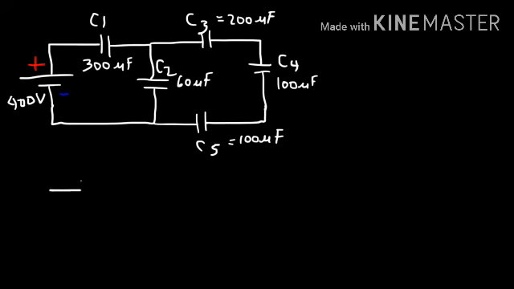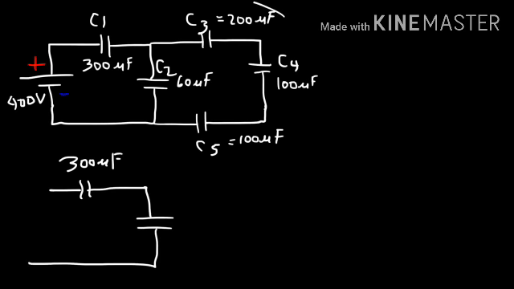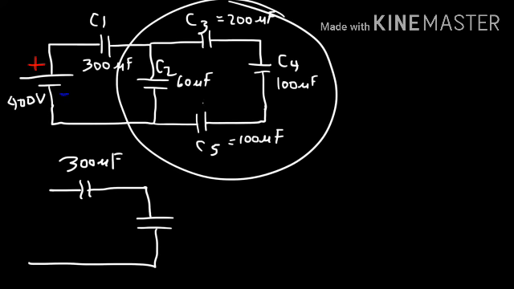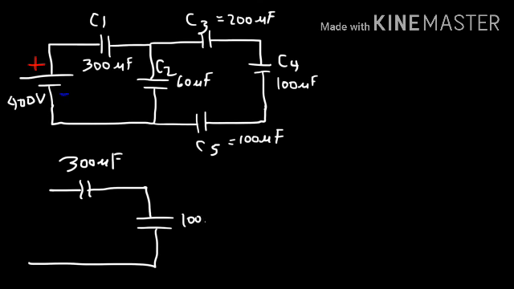Now let's work backwards. C1, which is 300 microfarads, was in series with the equivalent network of those 4 capacitors, which we found was 100. Because these 2 capacitors are in series, and we got an equivalent capacitance of 75 microfarads, which led to a charge of 30,000 microcoulombs, each of these capacitors have this charge. So we have the charge on C1. That's 30,000 microcoulombs.